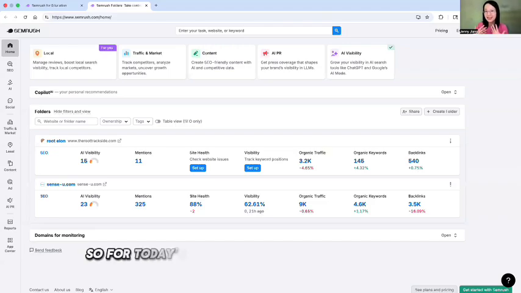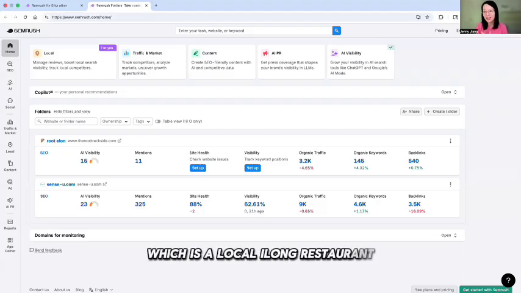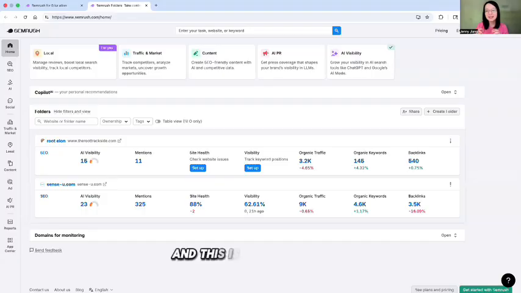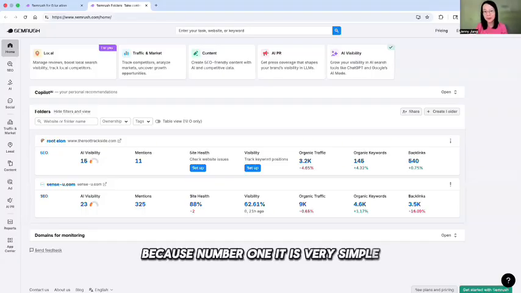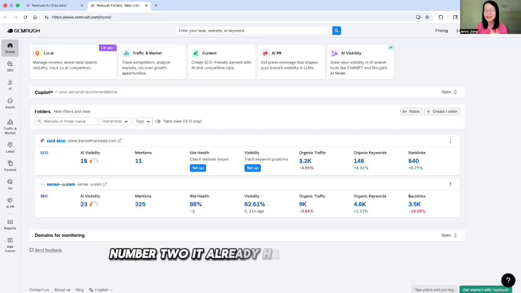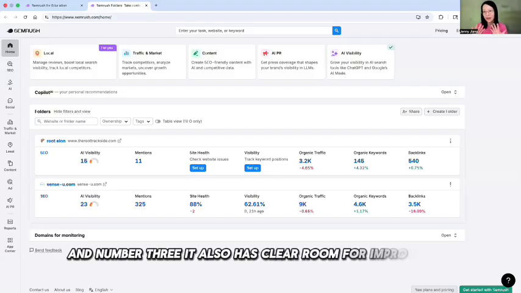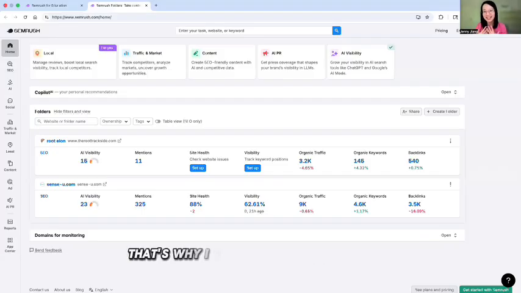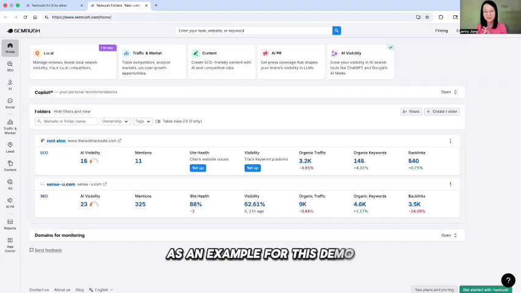For today's example, I chose the Root Restaurant site, which is a local restaurant. It's a small restaurant's website. And this is a good example because number one, it is very simple. Number two, it already has some SEO presence. And number three, it also has clear room for improvement. That's why I selected the Root restaurant as an example for this demo.